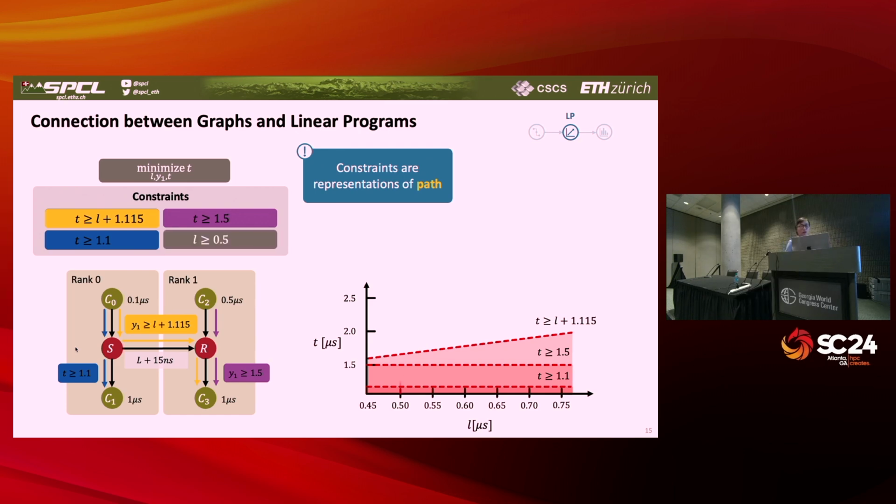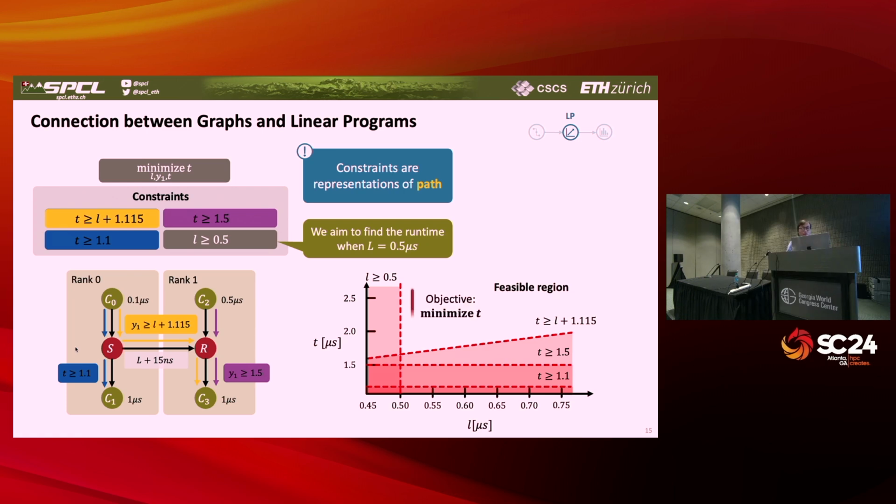We add the constraint L is larger than or equal to 0.5 to say that we're interested in the result when the latency is exactly 0.5 microseconds. What we can see here is that the white region is going to be the feasible region. If we solve for the objective function and minimize t, we find that these 2 constraints are going to be on the border of the feasible region, and their intersection determines the objective value, which is going to be the runtime of the application.